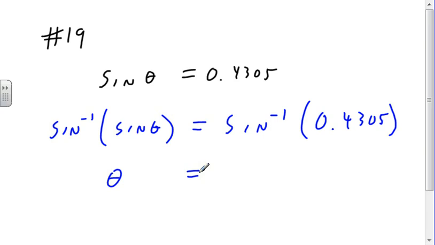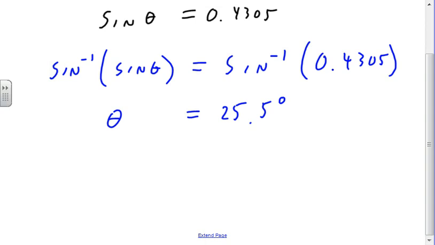0.4305, and I end up with 25 point, and I'm supposed to get to the nearest tenth of a degree, 5 degrees. Okay, that was 19. I'm not going to do that again, but that's what I'm doing. I'm taking the arc sine of both sides of the equation to get that theta is equal to something.